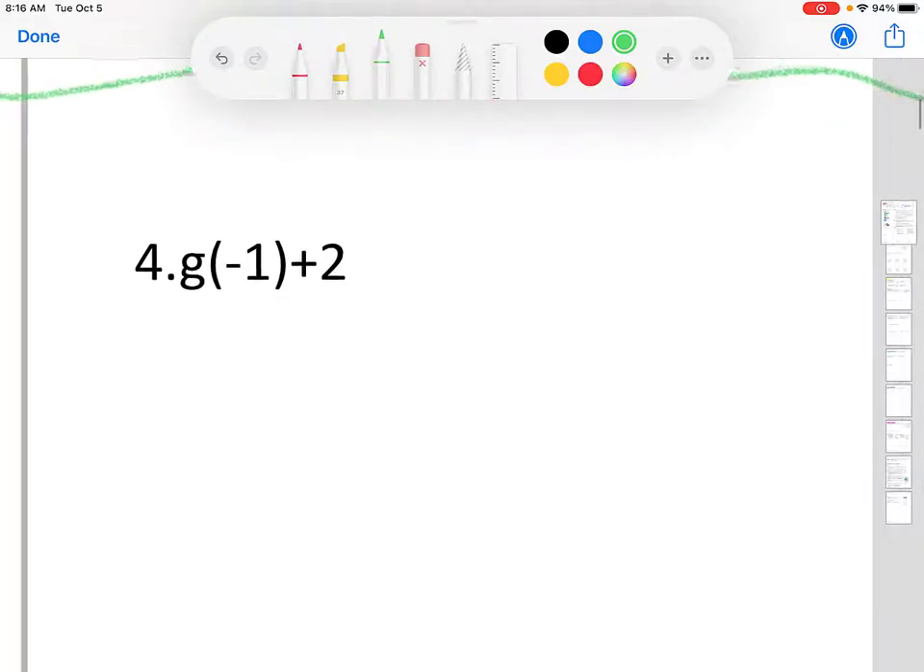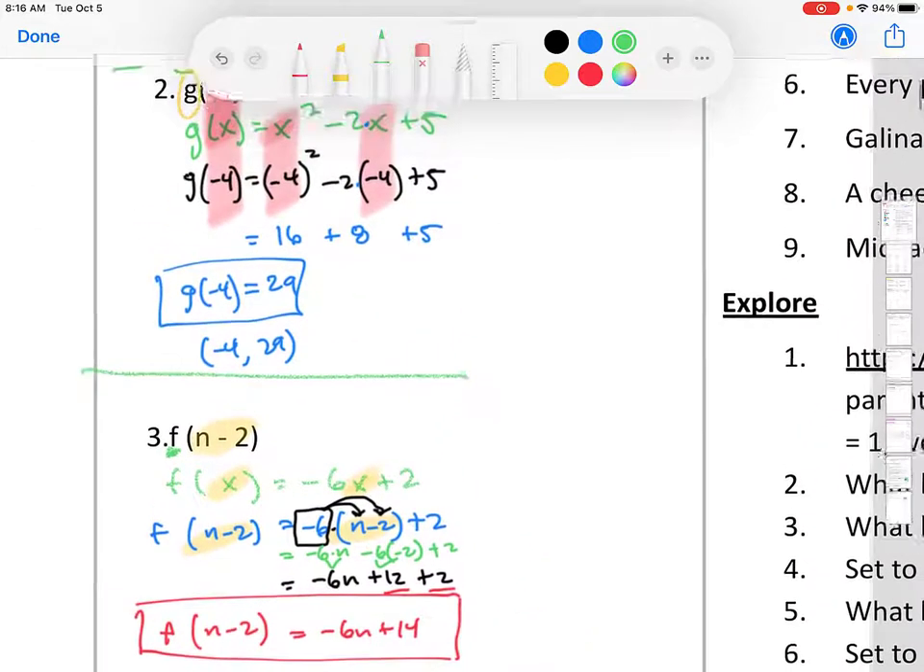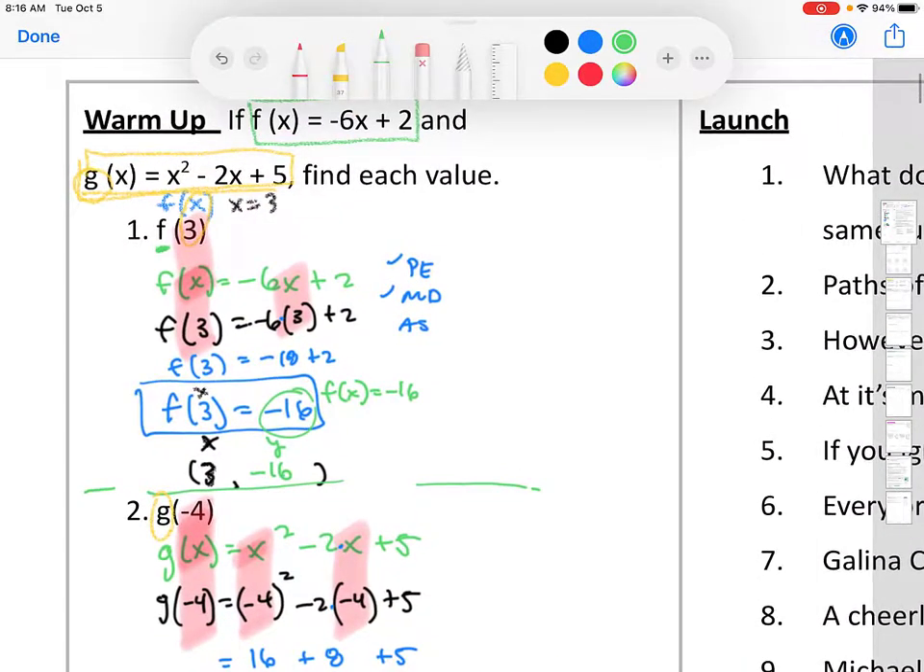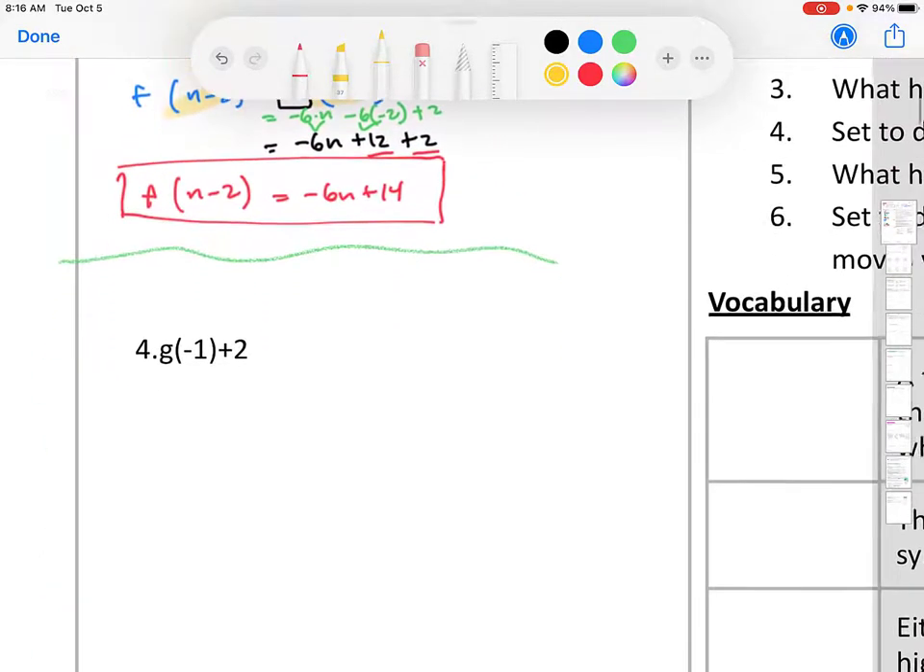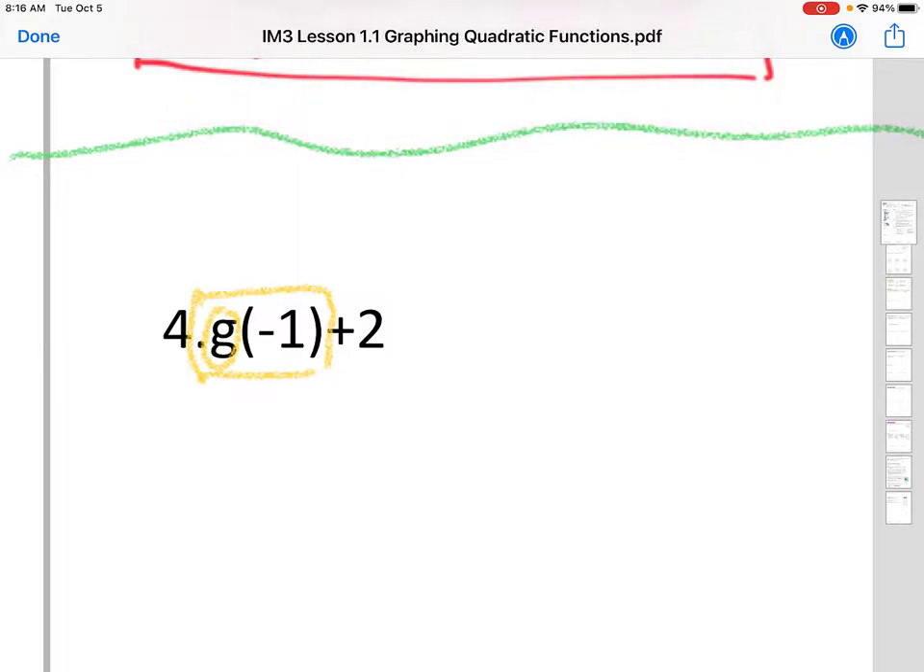All right, let's go ahead and try number 4. Number 4 is, what letter do we have here? We have yellow. Okay, why am I choosing the yellow function? Because it had a g in front. Now pay attention, this g only represents this part right here. So let's just write it out first.